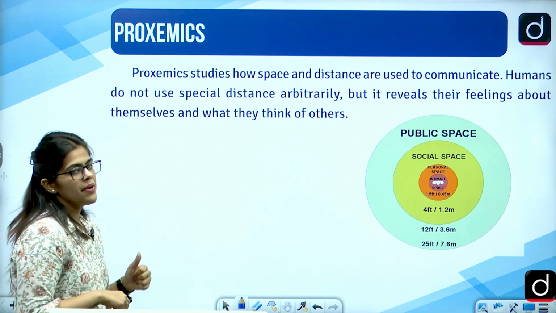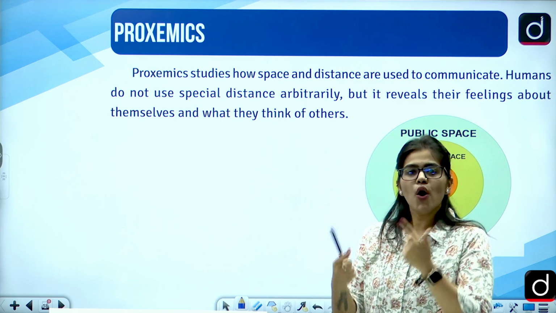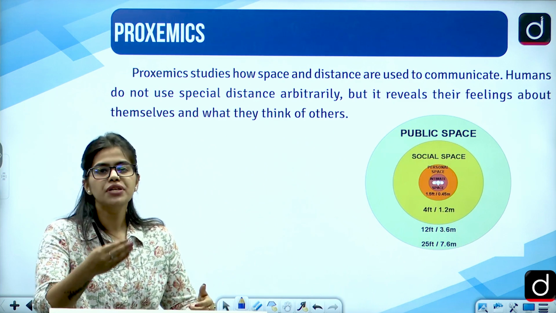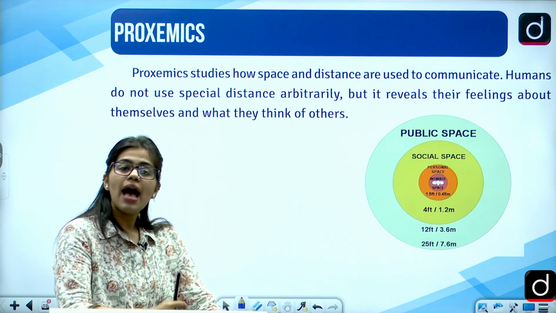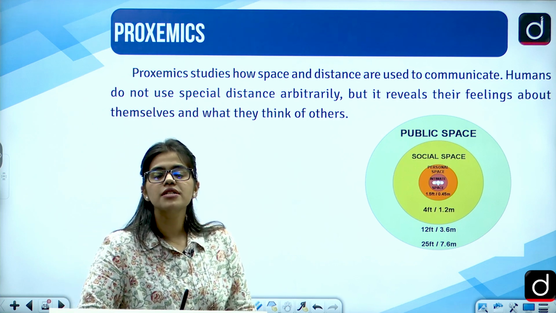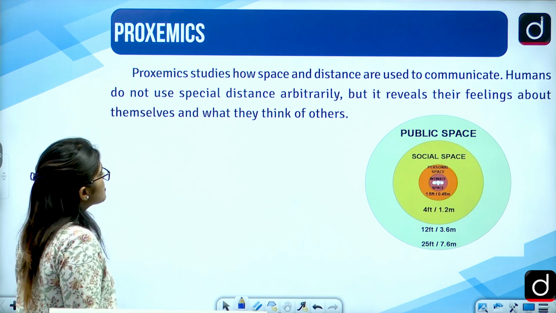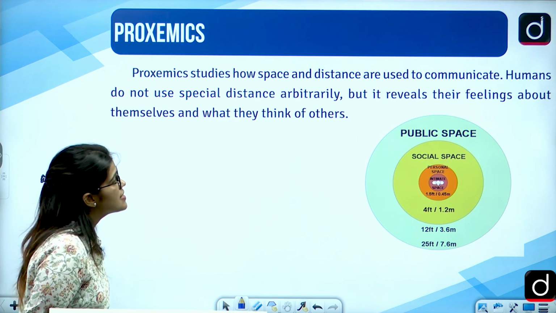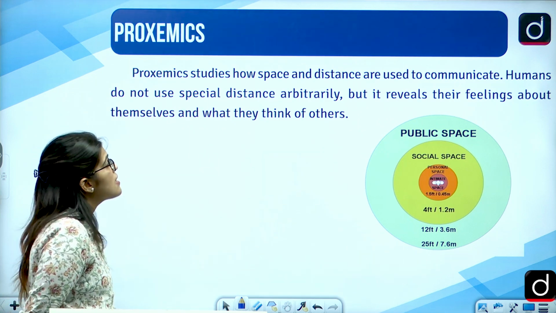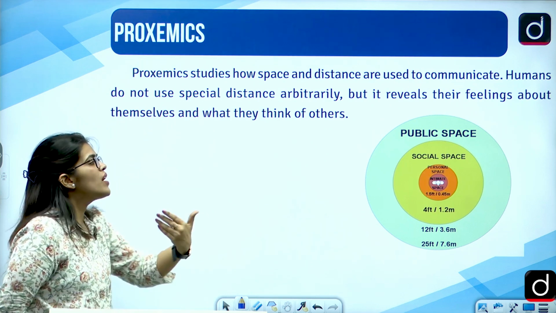Then comes proxemics. Proxemics, as I told you, is the study of space. Whenever you're talking to someone, there are some boundaries that you need to maintain, and this happens according to cultural aspects, according to the relationship you have with the other person, according to the community, according to education, etc. So proxemics studies how space and distance are used in communication. Humans do not use spatial distance arbitrarily, but it reveals their feelings about themselves and what they think about the other person as well.